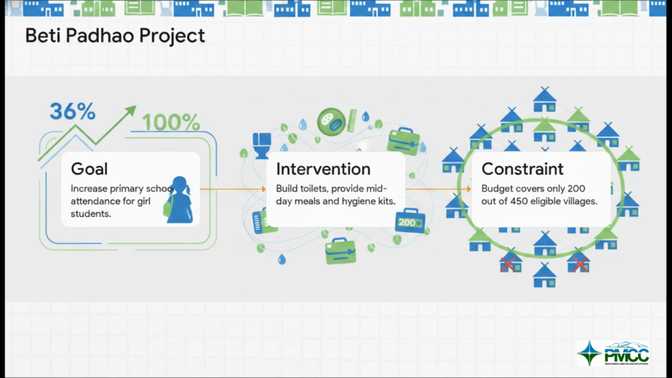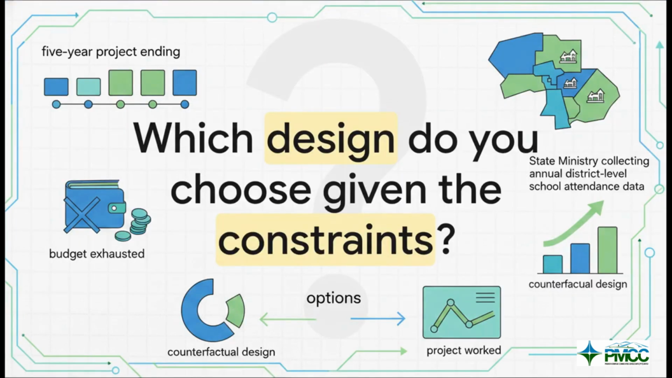But here is your real-world constraint. There are 450 eligible villages targeted, but your budget only allows you to cover 200 of them. So here's my challenge to you. Imagine this 5-year project is wrapping up. Your budget for field data is totally exhausted, but you discover the state ministry has actually been quietly collecting annual district-level school attendance data this entire time.